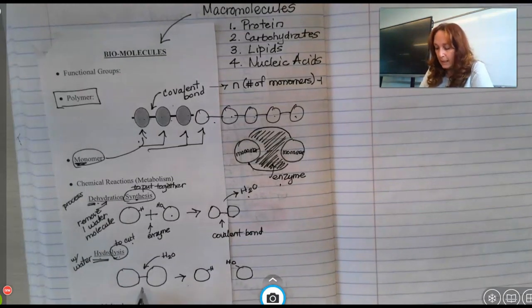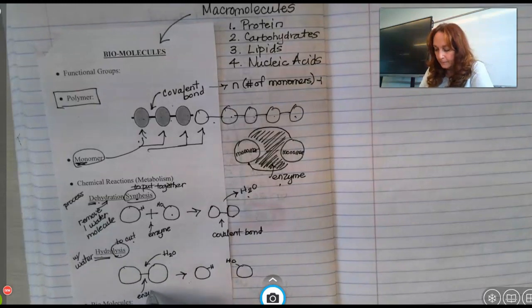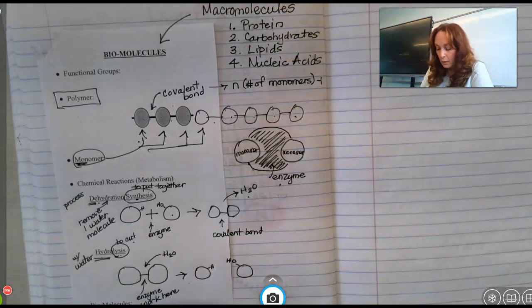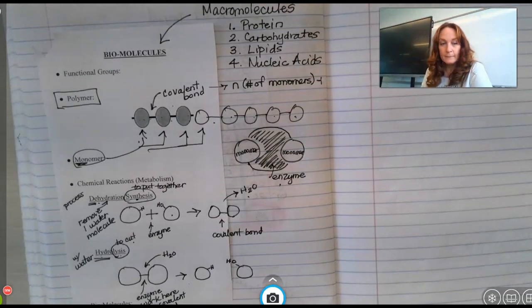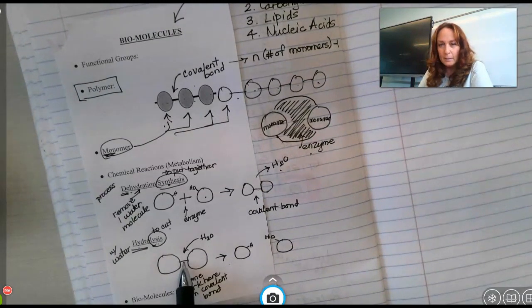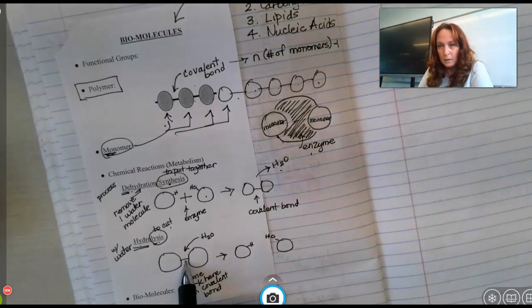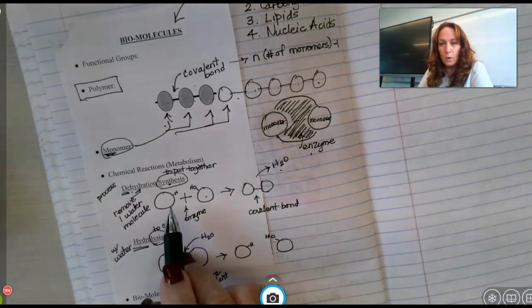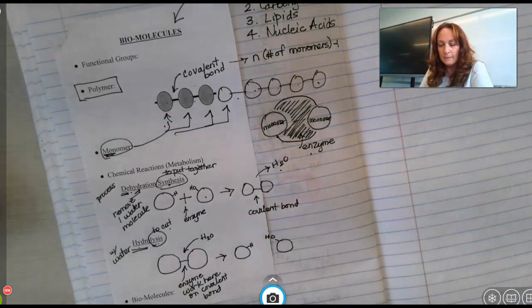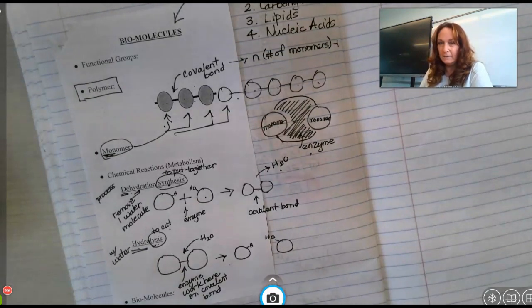So this enzyme is going to work on the covalent bond, and it'll cause that bond to be broken. It's broken by putting back the water that was removed before, in the form of a hydrogen and a hydroxyl. That's kind of it for the beginning.